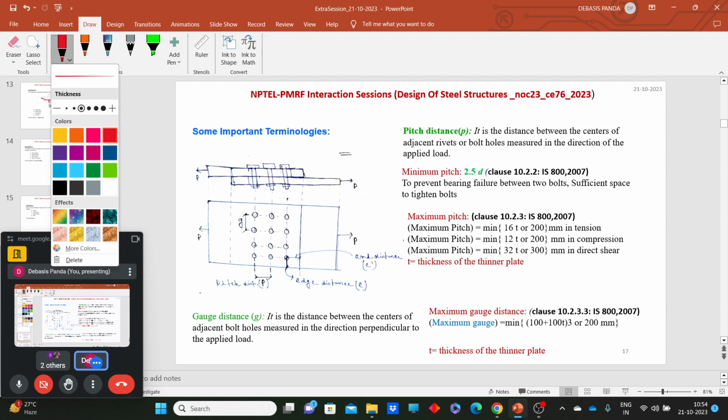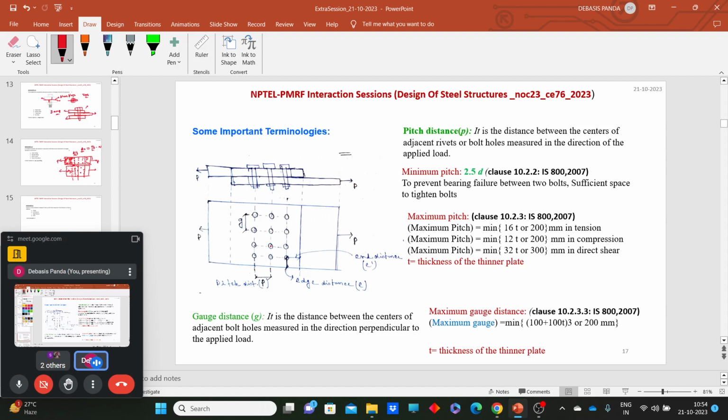Here we can see there is a center to center distance between two consecutive bolts, which is measured along the direction of application of load or direction of application of stress. This distance of the center of two consecutive bolts measured along the direction of applied load we call the pitch distance. The distance perpendicular to the application of load we call the gauge distance. And two more distances will be there, end distance and edge distance.